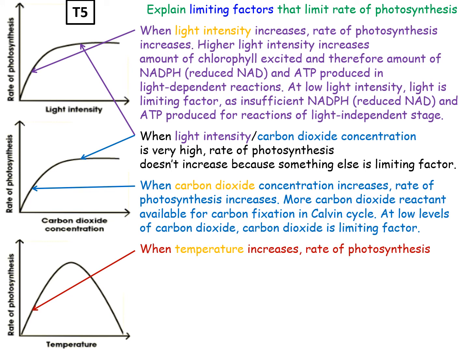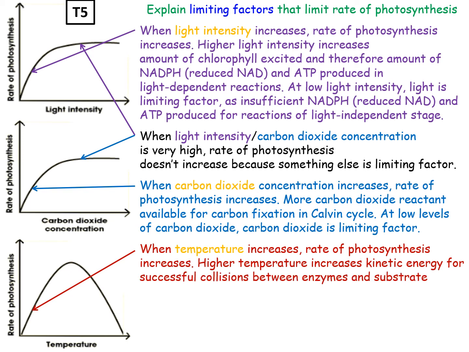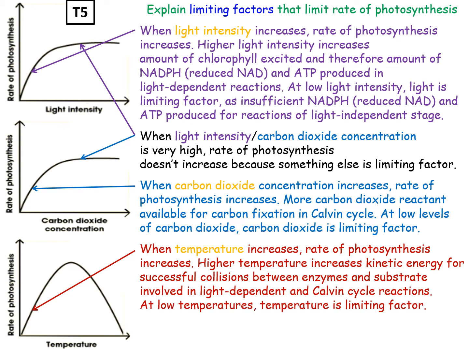For temperature, this is linked to enzymes. So when temperature increases, the rate of photosynthesis increases, and that's because higher temperature increases kinetic energy for successful collision between enzymes and substrate involved in the light-dependent and Calvin cycle reactions. However, at low temperatures, temperature is a limiting factor. So you can see that there. By increasing the temperature, the rate of photosynthesis will increase.